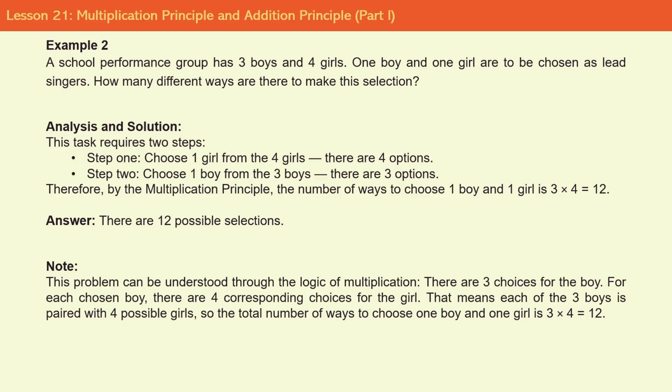This problem can be understood through the logic of multiplication. There are 3 choices for the boy. For each chosen boy, there are 4 corresponding choices for the girl. That means each of the 3 boys is paired with 4 possible girls, so the total number of ways to choose 1 boy and 1 girl is 3 times 4 equals 12.